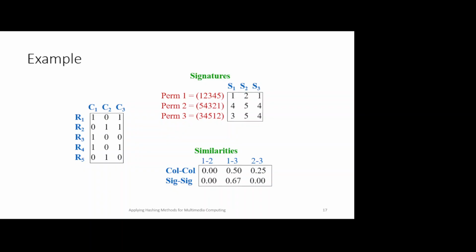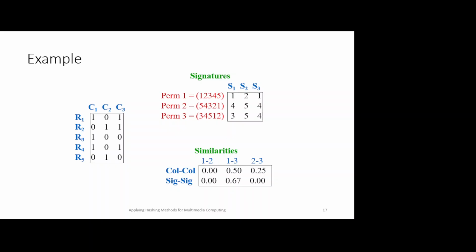And how about the signature similarity? Check S1 and S3. In their first computation, their mean hash values are the same, right? And the second, the same. The third is different. So their similarity will be 2/3, right? They look very close, right?